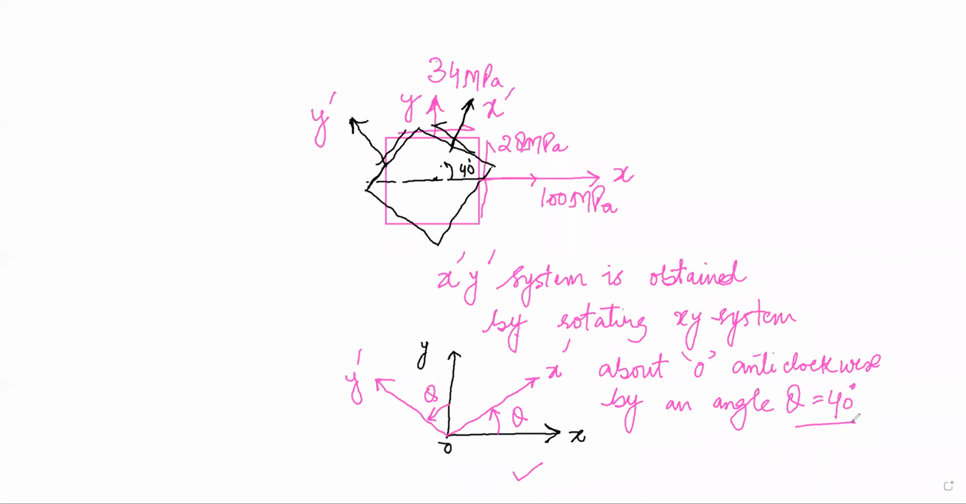So I told you there are two ways of doing it. One is mathematical analysis, mathematically trying to do it, using those mathematical equations. There are two ways of doing it. First we do it mathematically. We get the relationship between normal stresses and shear stresses through the rotation of the angle.